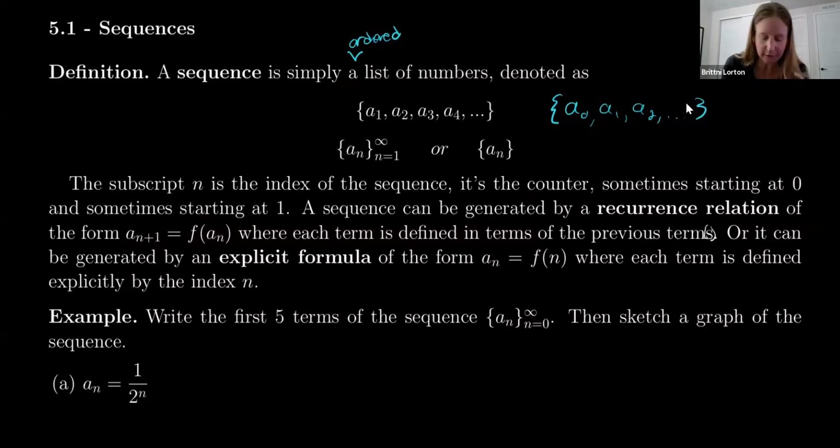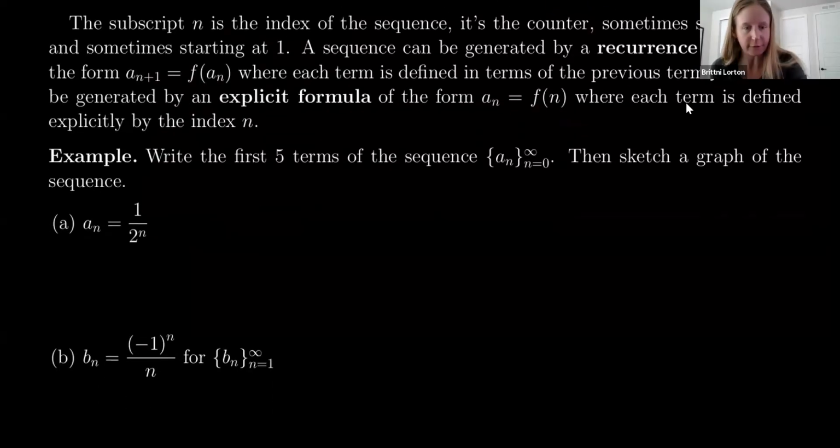Or a sequence can be generated by an explicit formula. That one you really think of as just a function. That's a lot easier to think of, but this would be discrete here instead of continuous because it's not a continuous connection of all of these. It's just the first one, comma, the second one, comma, the third one, and so on. All right, let's do some examples.